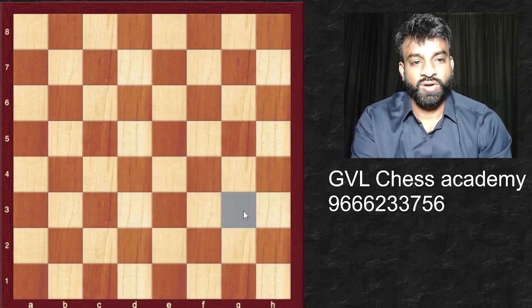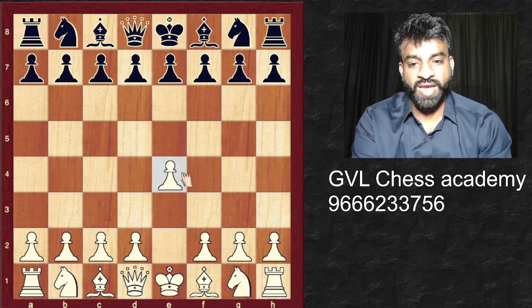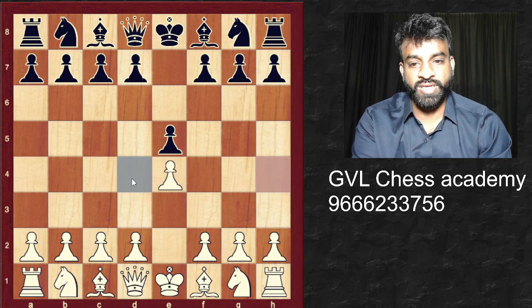Next, write down the files and ranks: ranks 1 to 8 and files A to H. White begins by moving his pawn to e4, because this is the e file and it's called the fourth rank. Since you don't use any piece names for pawns, you write only the destination square, e4. And black responds by moving his pawn to e5. So you can write e5.